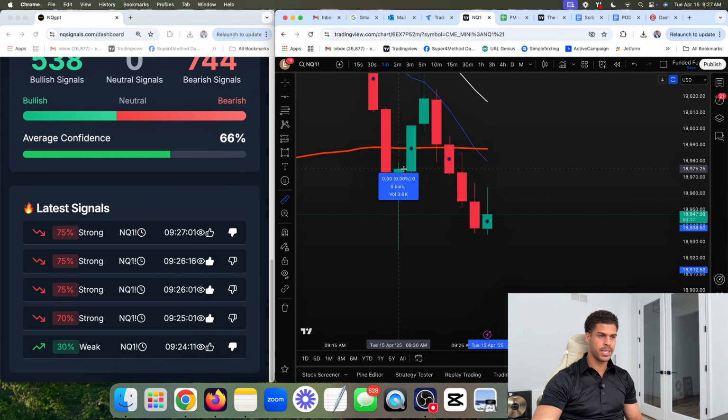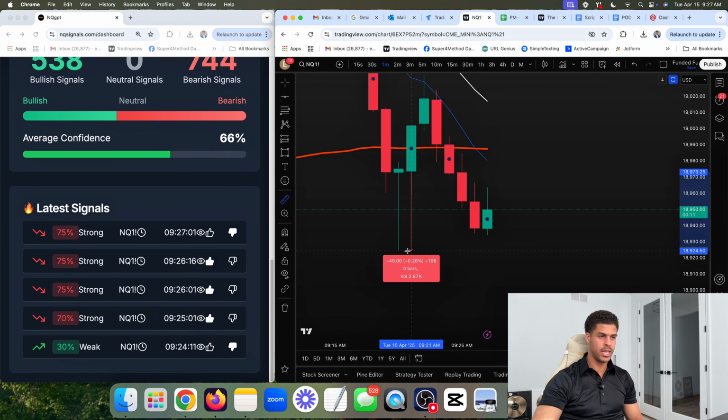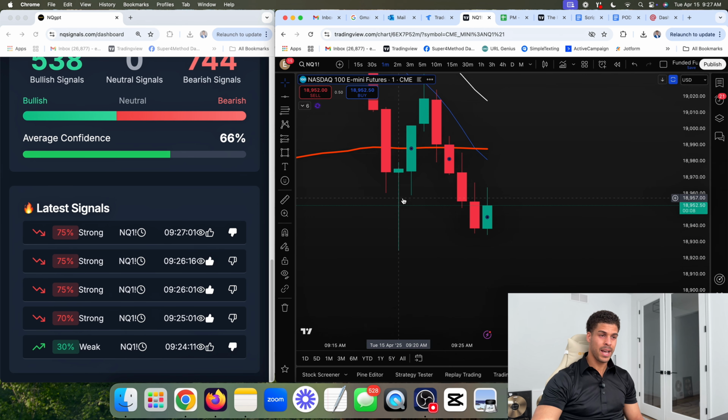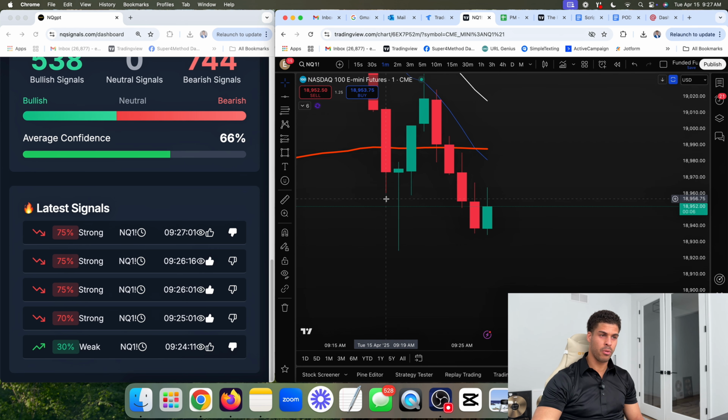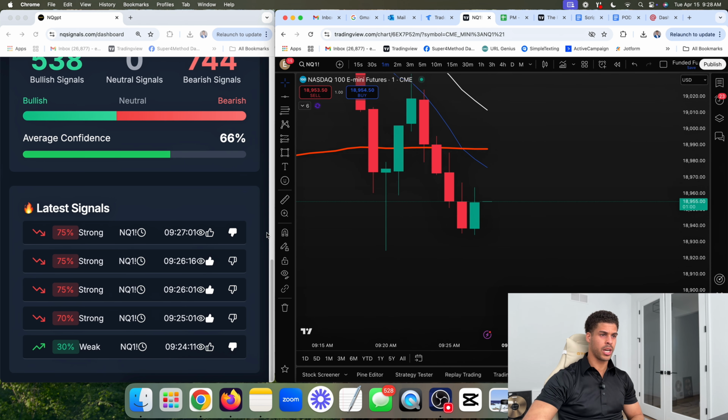This signal right here, same thing. Price opens up here, flies down 49 points, but finishes green. That's a good sell signal. If you get 50 points of movement on one candle, that's a really good sell signal. So if it was a sell signal, and I believe it was, we can go check, we want to call that correct, okay?